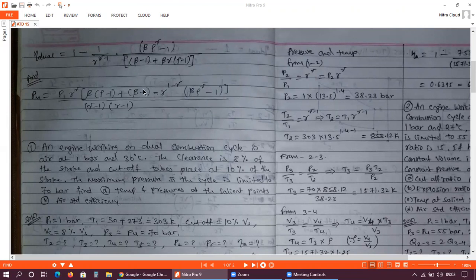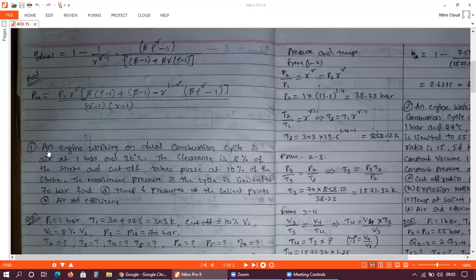See, these expressions you have to memorize for all the cycles. Either it may be the Carnot cycle, or the Otto cycle, or the diesel cycle, or the dual cycle. You have to remember all the efficiency equations as well as the mean effective pressure of that particular cycle. Okay, so today we'll go with the very first problem of the dual combustion cycle.